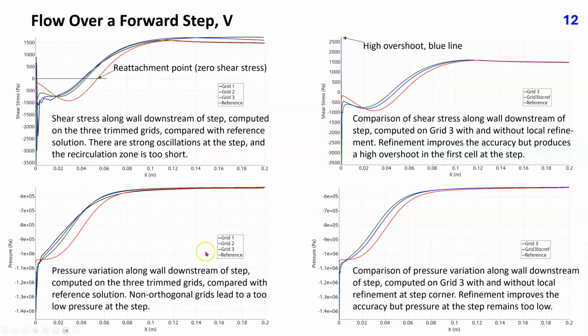These two plots are analogous to the above plots, only showing pressure instead of shear stress. The non-orthogonality in trimmed grids near step edge leads to an extremely low pressure at the step edge and a too fast recovery. Global grid refinement leads to changes in the direction of reference solution, but at a too slow pace. The local grid refinement results in a significant but not sufficient improvement.